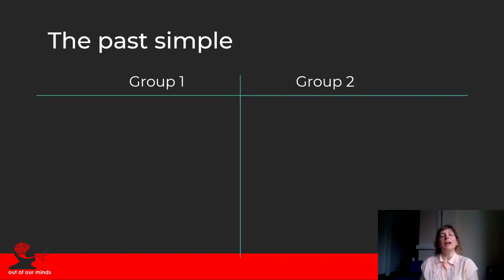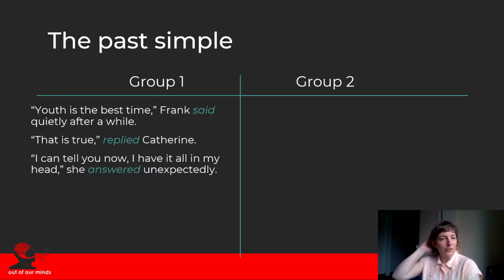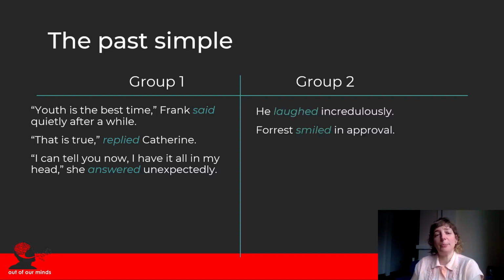Alright, all done. Let's see what we get. For the first group, I identified 3 sentences that work together. So the sentences contain the verbs said, replied, and answered. I felt like they had something in common, which I will explain in a minute. In the second group, I put "he laughed incredulously" and Forrest smiled in approval.